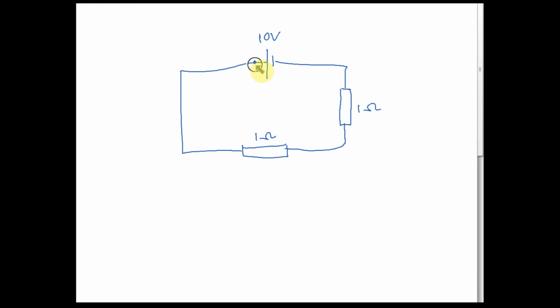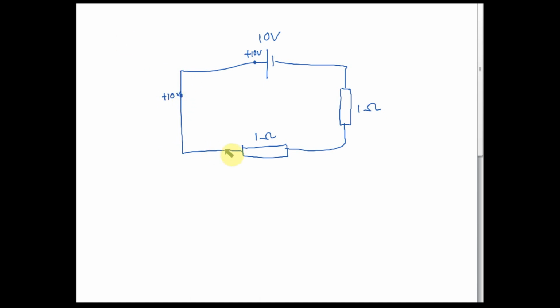What's the potential here? If this is 10 volt, William say it's 10. Okay, you can assume that it's 10. Positive 10, that's no problem. How about this point here? What's the potential here? Still 10. Okay, good. Positive 10 volt, positive 10 volt.